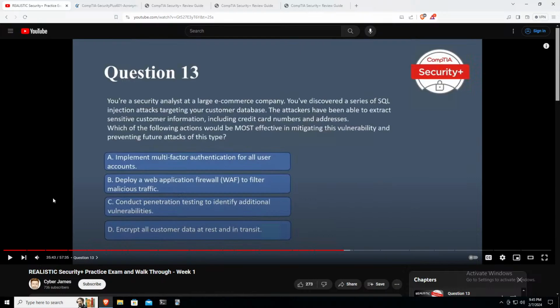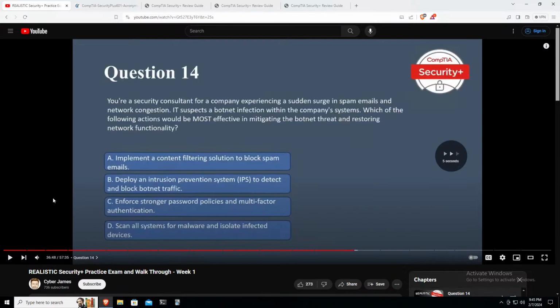Okay, so we did this question. I'm just backing up here, unfortunately. Sorry about that. Okay, so, question 14. You're a security consultant for a company experiencing a sudden surge in spam emails and network congestion. IT suspects a botnet infection within the company's systems. Which of the following actions would be most effective in mitigating the botnet threat and restoring network functionality?